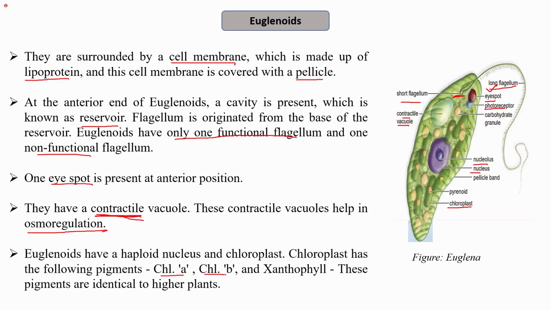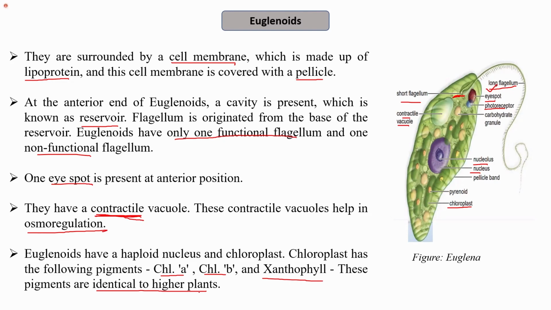In diatoms and dinoflagellates, it was chlorophyll C that was present, while in euglenoids, it is chlorophyll B, and xanthophyll is present. So basically, these pigments help in photosynthesis in the presence of sunlight, and these pigments are identical to those of higher plants. Due to these similarities with the higher plants, as I mentioned, they were kept in the kingdom Plantae also.